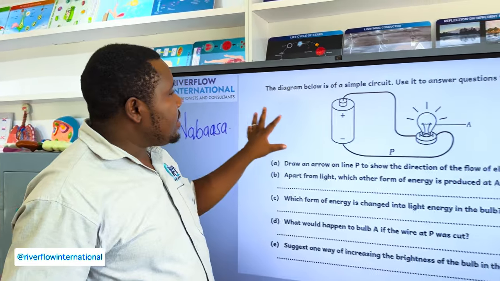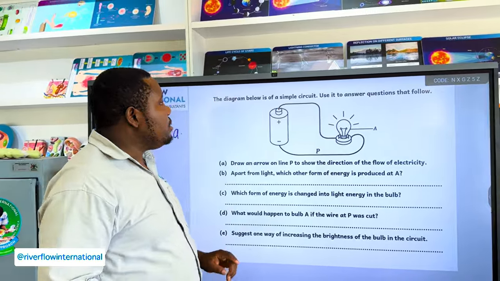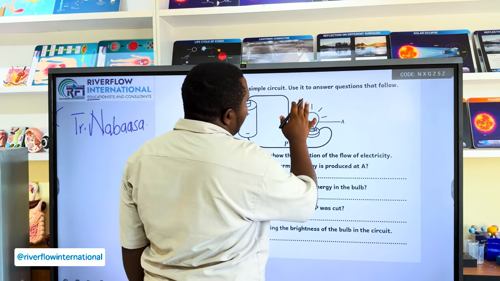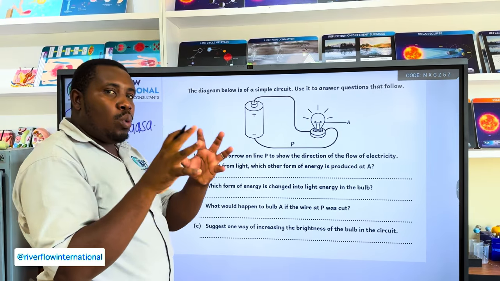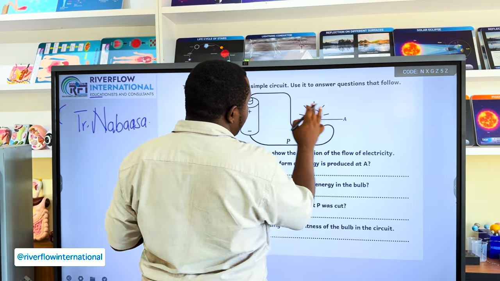Today we are going to look at this number. The diagram below is of a simple circuit. Use it to answer the questions that follow. Now this is it, but we want to first identify what is here.